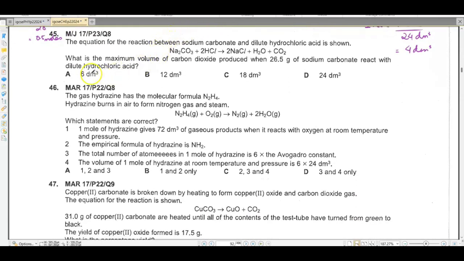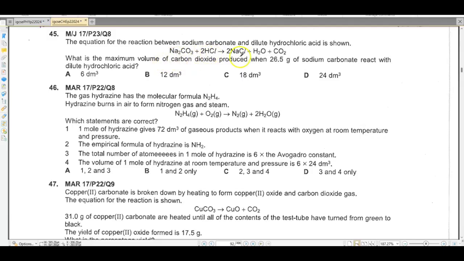Question number 45. The equation for the reaction between sodium carbonate and dilute hydrochloric acid is shown. What is the maximum volume of carbon dioxide produced when 26.5 grams of sodium carbonate reacts with dilute hydrochloric acid? Again, in this question, it's not mentioned what the limiting reactant is and what the reactant in excess is, but we don't have a concentration or volume of HCl.